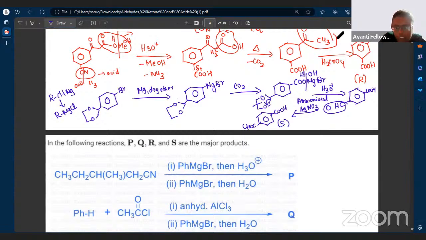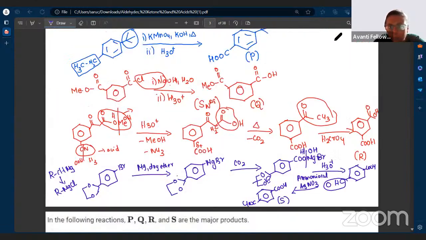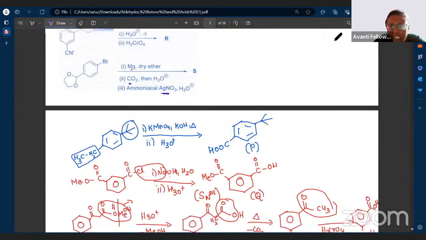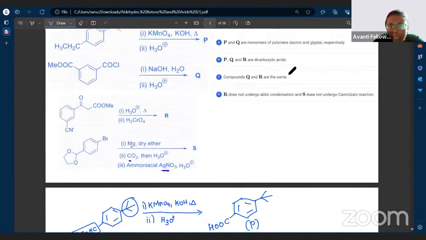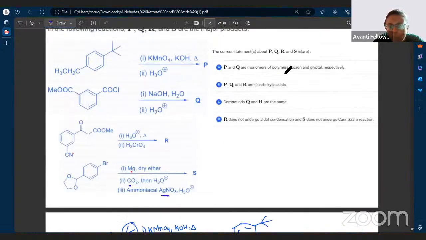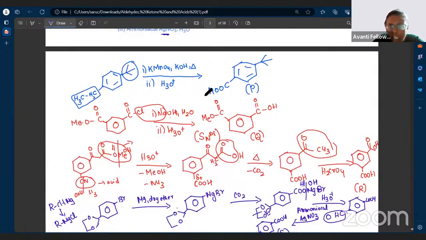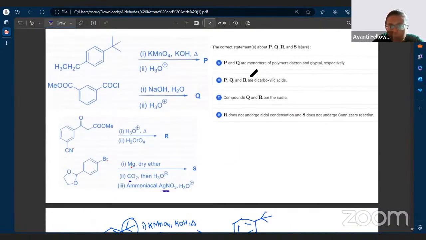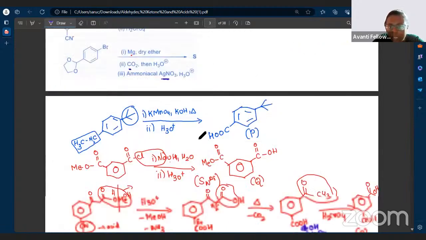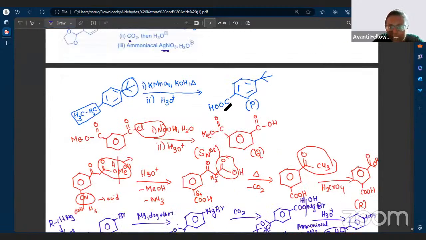Now moving back to the statements. Okay, so we are going to find out which statement is going to be right. P and Q are monomers of the polymers Dacron and Glyptal respectively. Can these act as monomers, P and Q? No. And the second is, P, Q and R are dicarboxylic acids. Are they dicarboxylic acids? No. It is a monocarboxylic acid. It is also a monocarboxylic acid. So option 2 is also wrong.